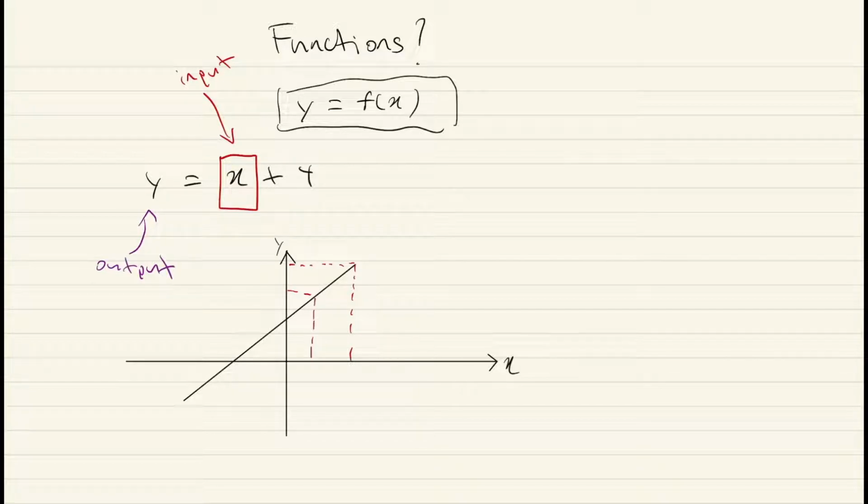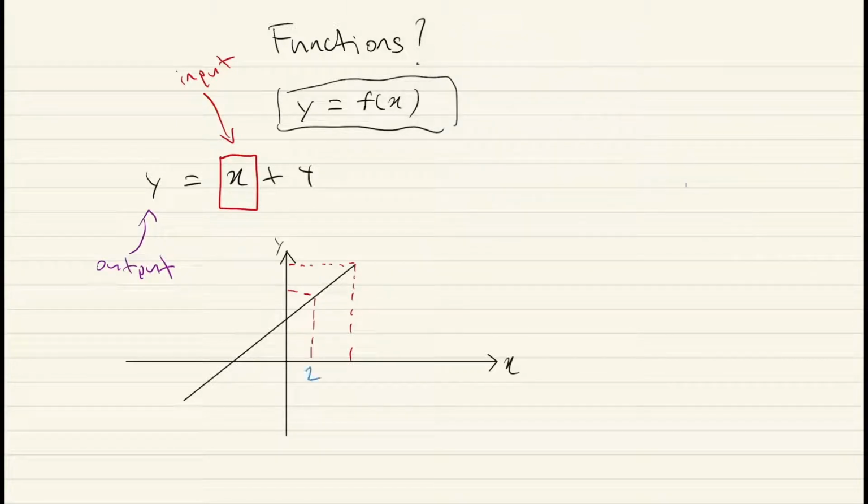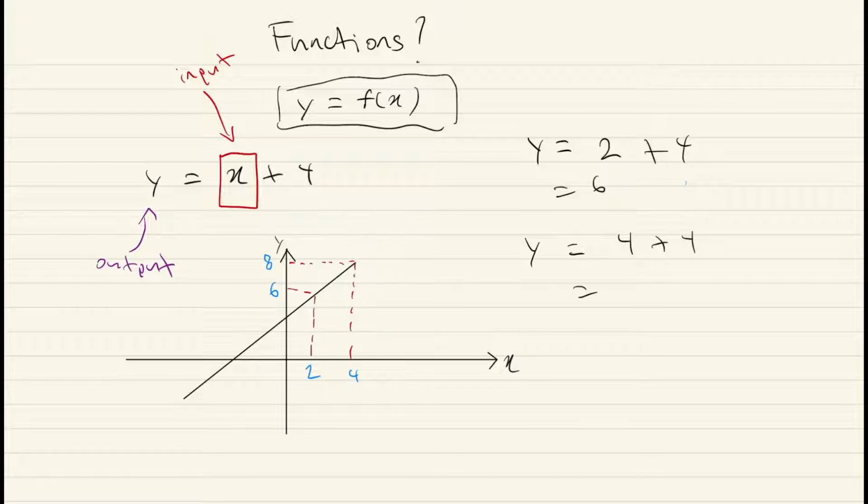But now let's say we give a value, right? So perhaps we do 2 and 4. So it'll be 6 here and it'll be 8 over here. So we can write y equals 2 plus 4, which is 6, and y equals 4 plus 4 equals 8.